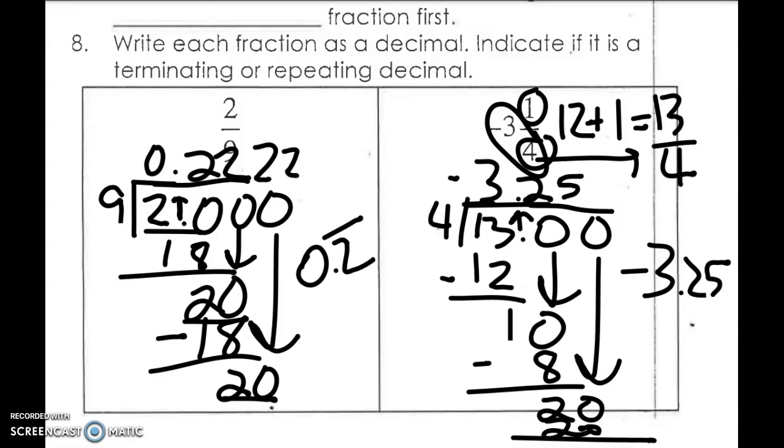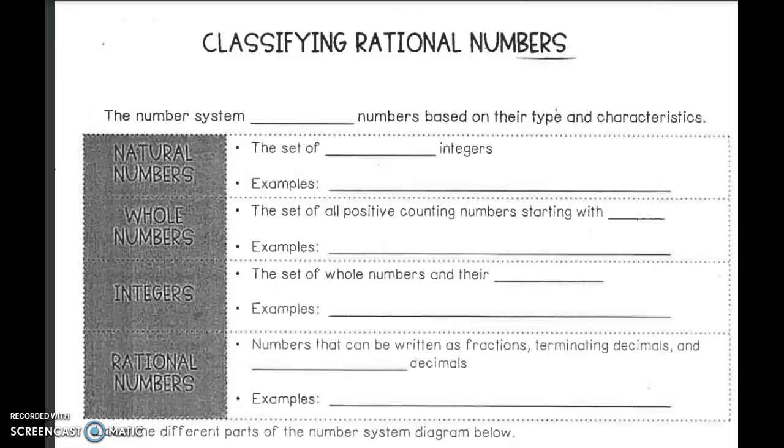So let's go ahead and look at number sets and classifying numbers. Just like everything in the world, we have a way of grouping things together that have like characteristics to make it easier, and numbers are no different. So we have a number system that classifies numbers for us based on their type and their characteristics. Sorry, my handwriting is a little bad. That's an F. So classifies numbers based on their type and characteristics.